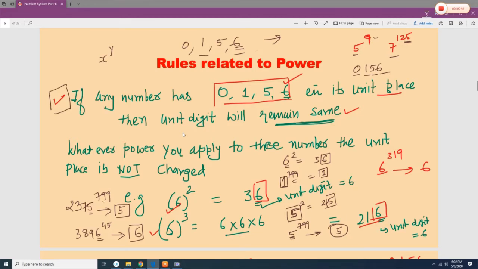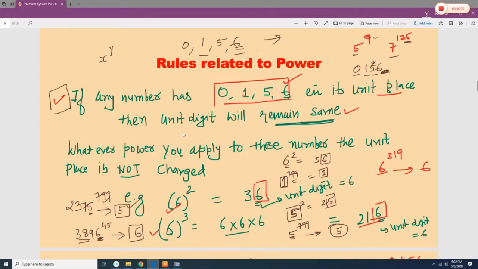2375 to the power 799. Now what is the unit digit? The unit digit is 5. And what is our rule? If 0, 1, 5 or 6 is at the unit place, then the unit digit will not change. So 5 will remain 5. So the unit digit of this particular number will be 5. Then another number is 3896 to the power 45. What is the unit digit? 6. And as per our rule, the answer is also 6.